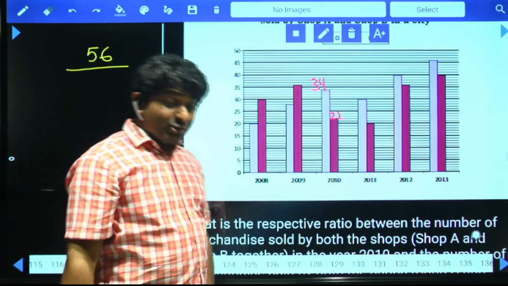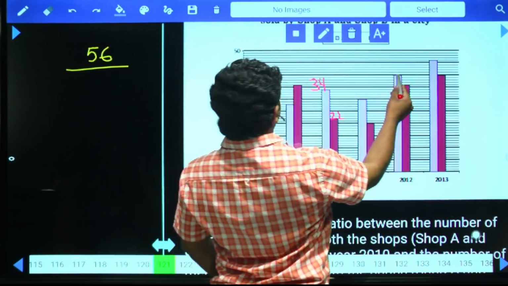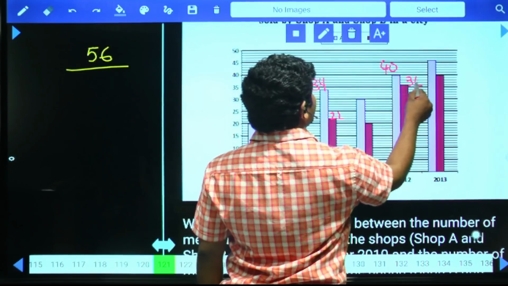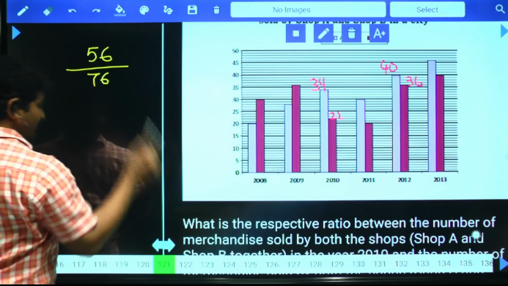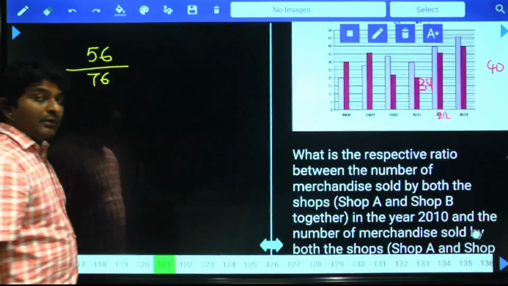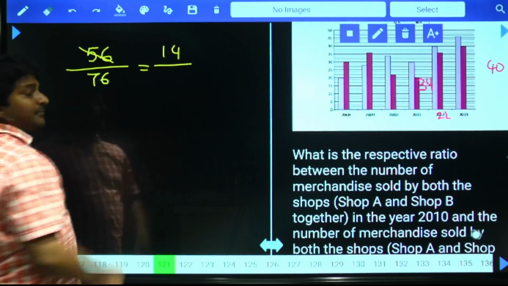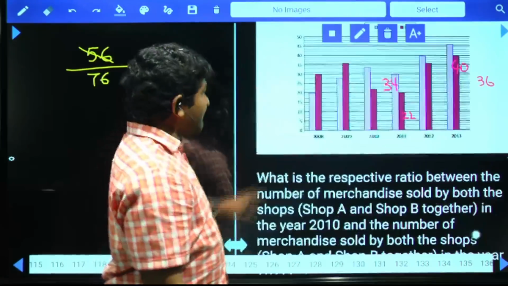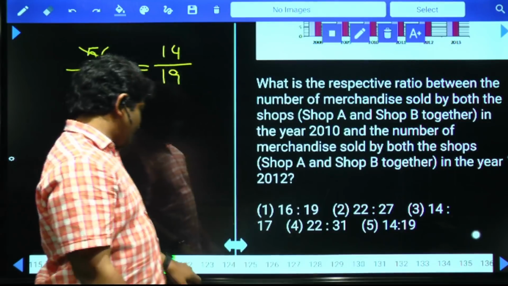Now let's do the same for 2012. In 2012, A is 40 and B is 36, total 76. Now 4 one time and 4 times and then 19 times. 14 is to 19 is our final answer. 14 is to 19, fifth option.